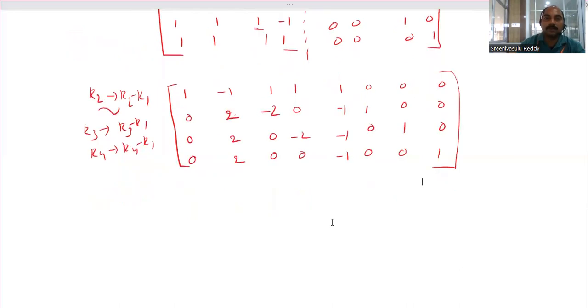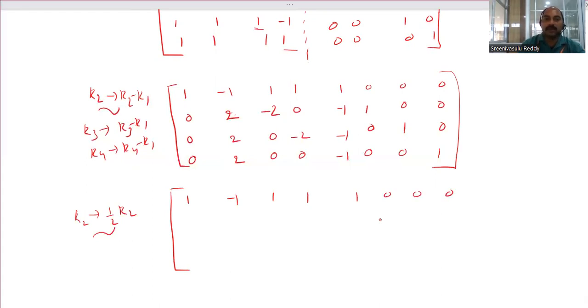So next target is we make this 2 into 1, and below and above are zeros. So R2 tends to 1 by 2 times of R2. So keep first row as it is: 1, minus 1, 1, 1, 1, other 3 zeros.